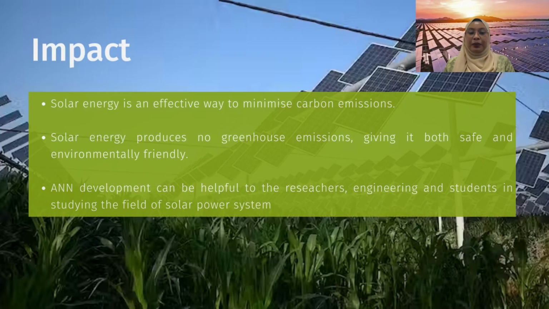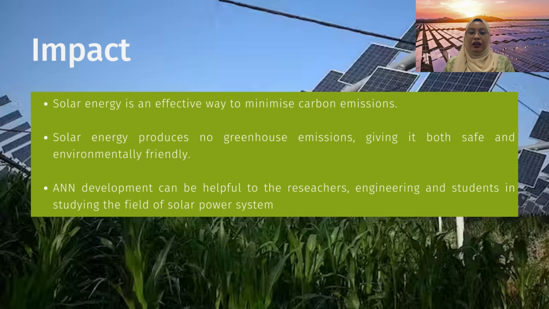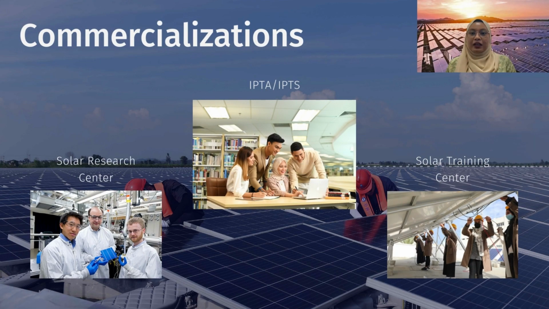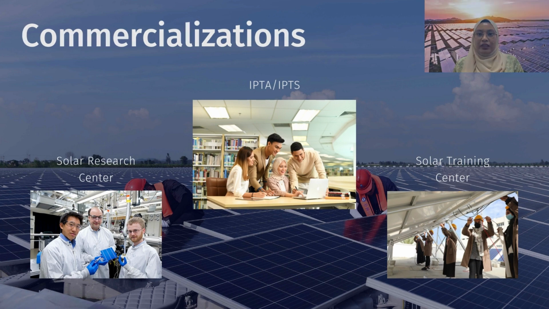The impact of the solar system is that it is an effective way to minimize carbon emission, and solar energy produces no greenhouse emission, making it both safe and environmentally friendly. Lastly, the ANN development can be helpful to the researchers, engineers, and students that study in the PV power system. This project can be commercialized to Solar Research Centers, students in IPTA or IPTS, and lastly, Solar Training Centers.